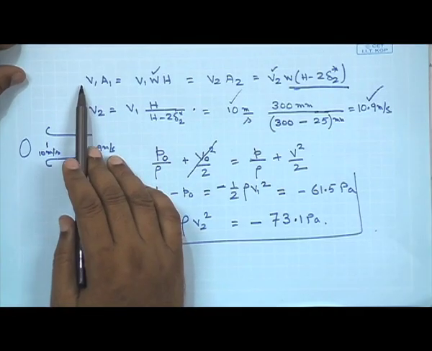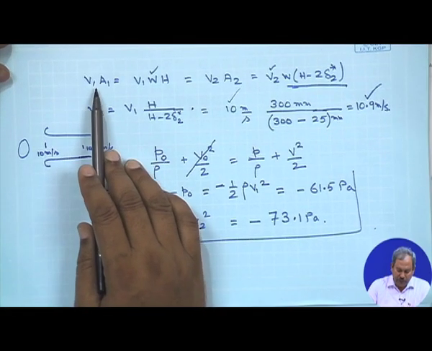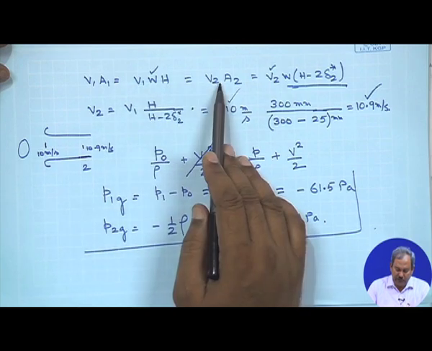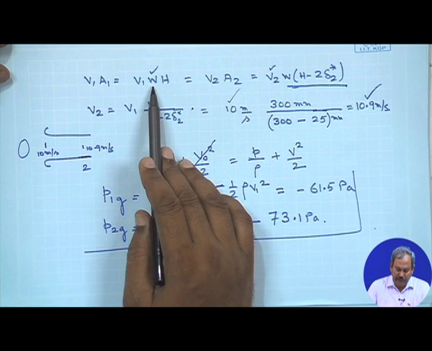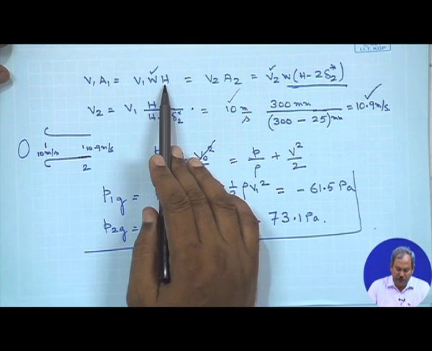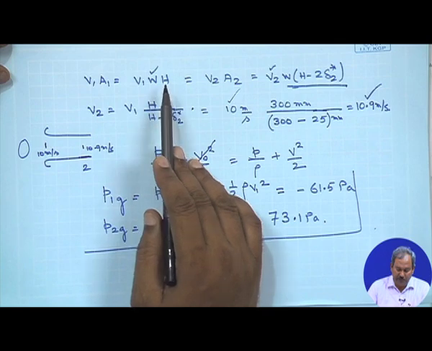In the second part of the problem, we were to calculate the gauge pressure. First we use the equation of continuity, where V1 A1 must be equal to V2 A2. What is A1 in this case? It's the width of the duct, since it's a rectangular duct, multiplied by h at the entrance of the duct, which is 300 millimeters.